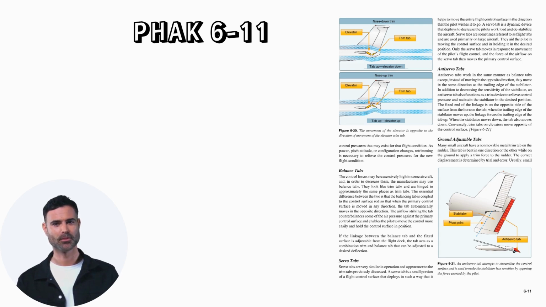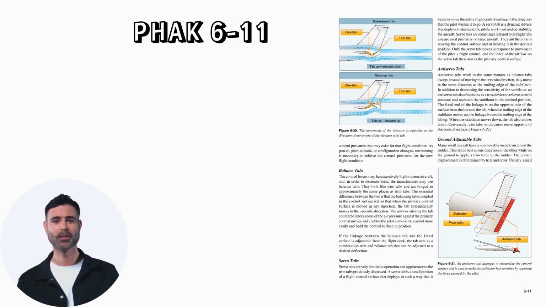Servo tabs. Servo tabs are very similar in operation and appearance to the trim tabs previously discussed. A servo tab is a small portion of a flight control surface that deploys in such a way that it helps to move the entire flight control surface in the direction that the pilot wishes it to go. A servo tab is a dynamic device that deploys to decrease the pilot's workload and destabilize the aircraft.